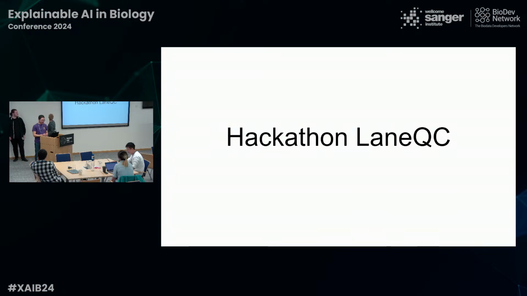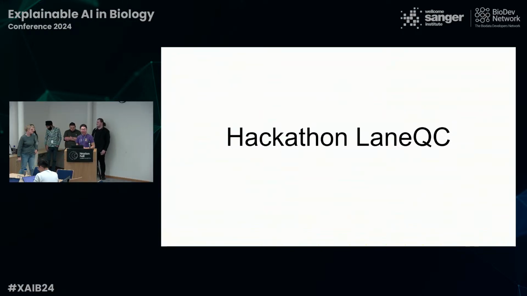Good afternoon, everyone. So here we are going to present our achievement in this hackathon. The project we proposed was using machine learning AI methods to do lane QC. Essentially, we have big tabular data and are doing binary classification. We take in this tabular data, feed it into the model, and the output is expected to be either A or B, or 0 or 1.